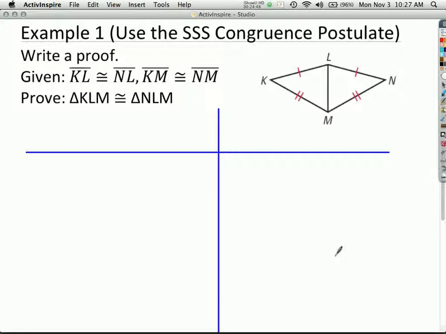And when we were in 4.2, we had to gather 6 pieces of evidence, and there was no smoking gun. All 6 pieces of evidence had to be there for us to then prove our case. Now we need 3 pieces of evidence, because look at what we're being asked to prove. We are being asked to prove that triangle KLM is congruent to NLM.